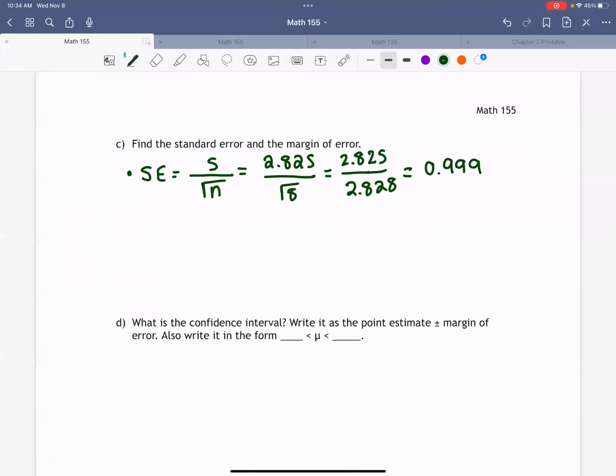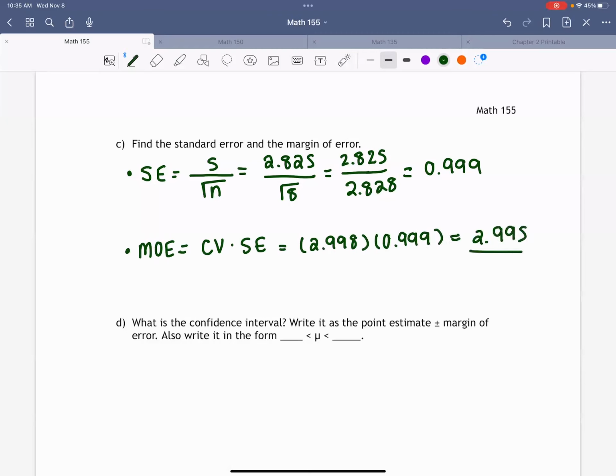Okay. Next up, we have to find the margin of error. Does anyone remember the formula for that one? Perfect, CV times SE. So you just take the two numbers that you found and multiply them together. I know my critical value was 2.998. I know my standard error was 0.999. So when we multiply these together, we get 2.995.